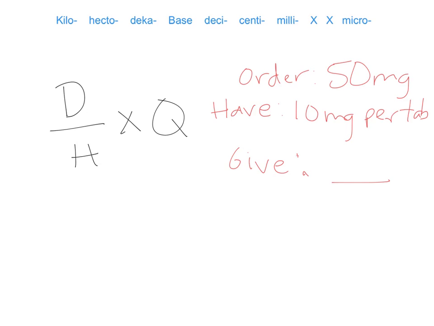But if you were to fill that out according to our D over H times Q formula, doctor's order was 50 milligrams. Our H, the dosage that we have, is 10 milligrams. And our quantity, since it's 10 milligrams per one tablet, is 1 tab. So in finishing this problem, it's just D divided by H. In our example, 50 divided by 10, which is 5, times 1 tablet would still be 5.